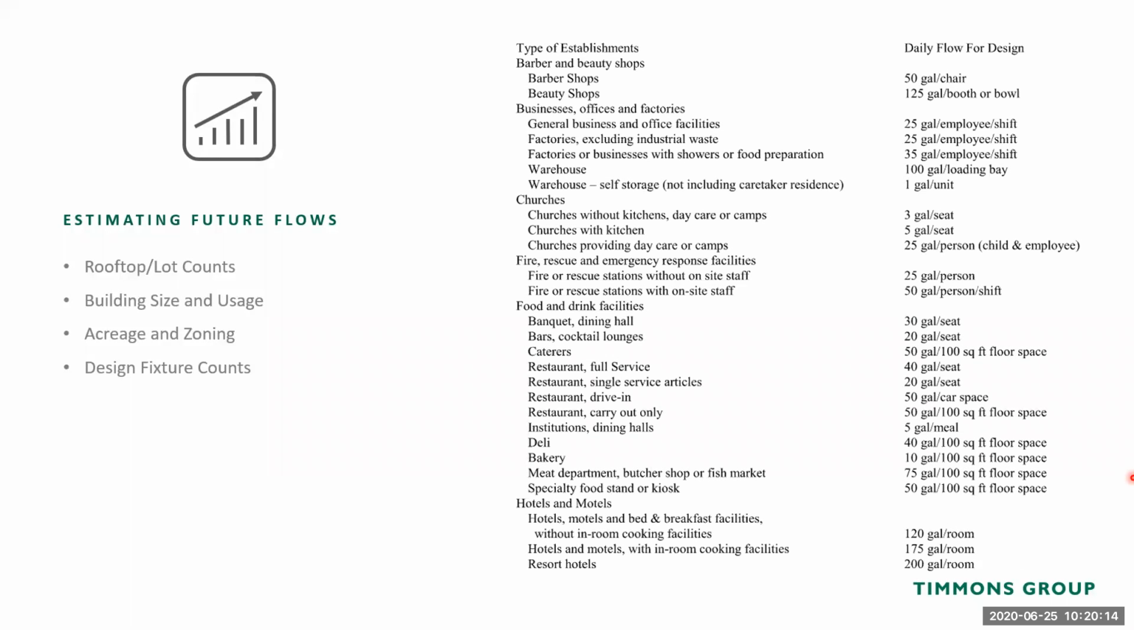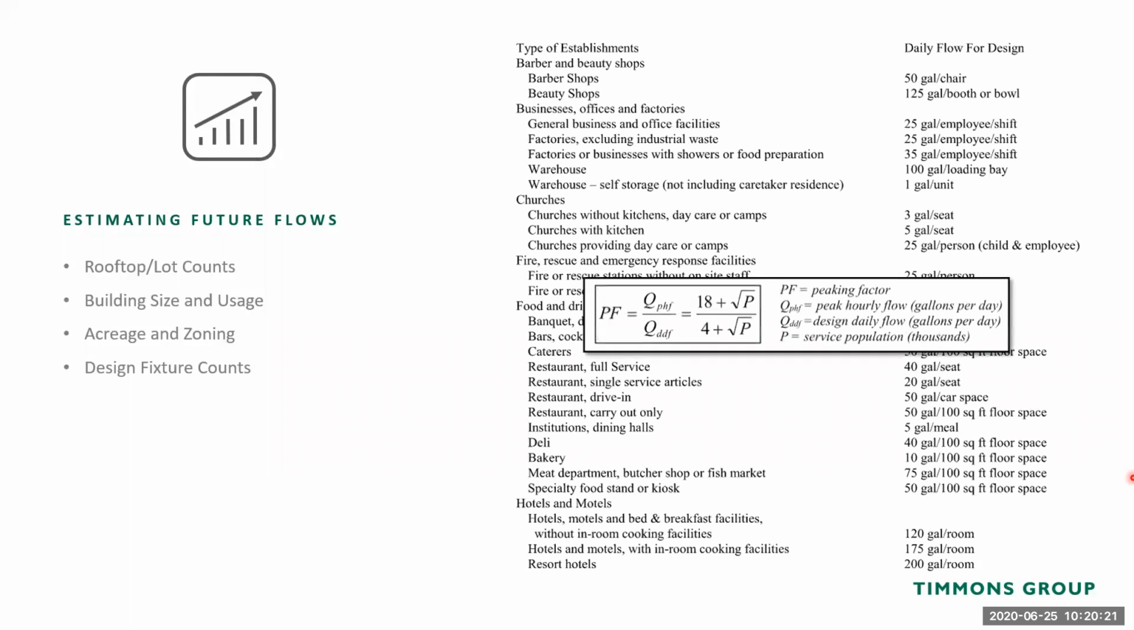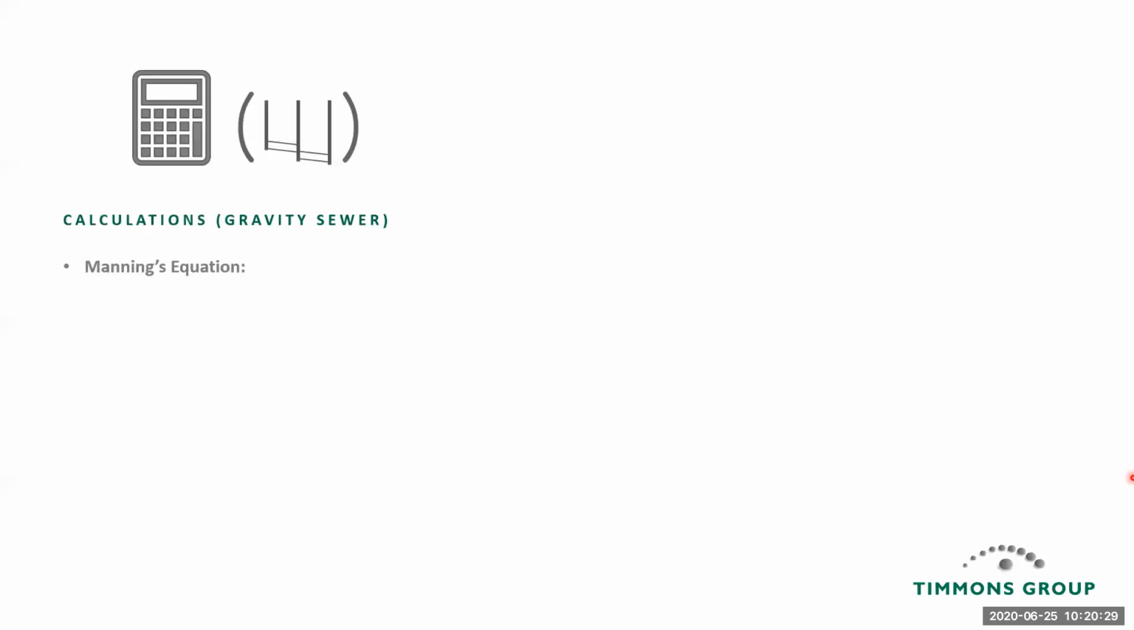And this is just an example of some flow factors for different building usages. And then we also have here an equation. This is from North Carolina. This is an equation for determining the assumed peaking factor for the system.